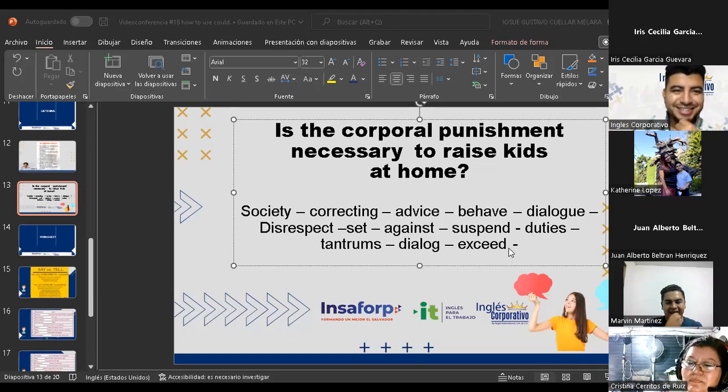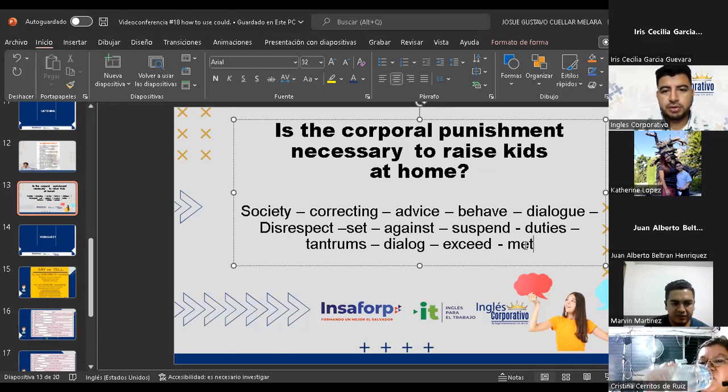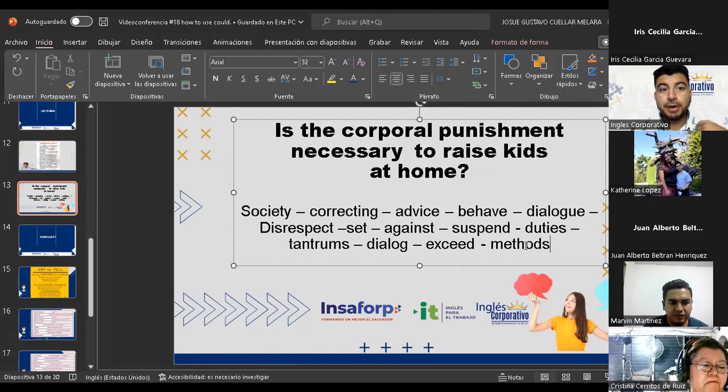Okay. In my opinion, no, but other methods of punishment. Okay. There are other methods. Very good. And maybe our parents or the previous generation didn't use all the methods, just one or two. And so that's why we have to change that. Thank you. Okay, Ivania and Judith, I think we finished this question.